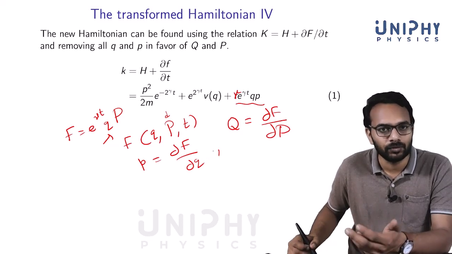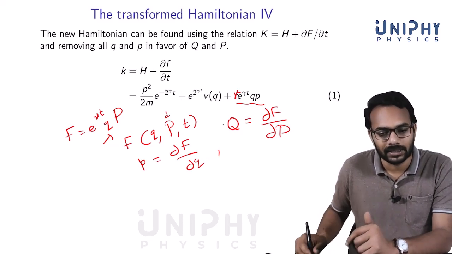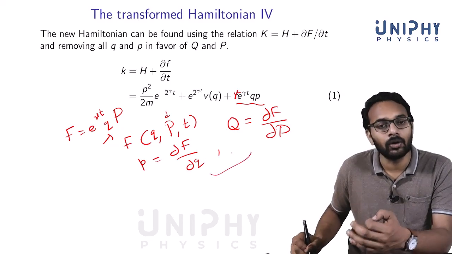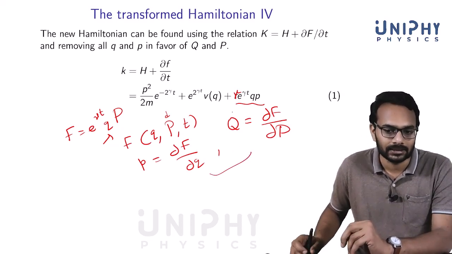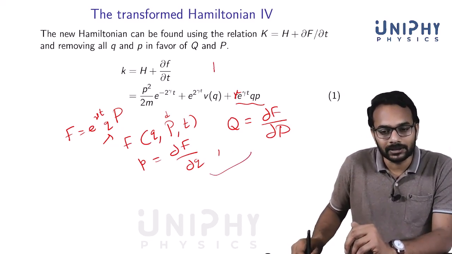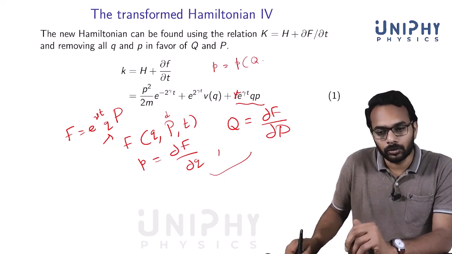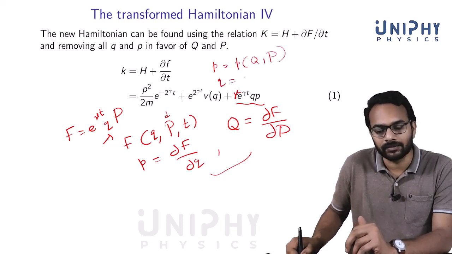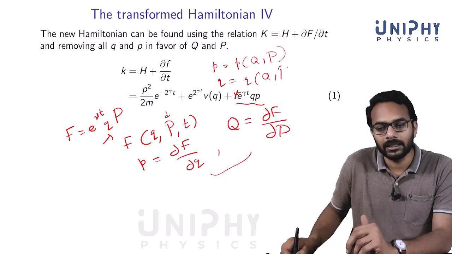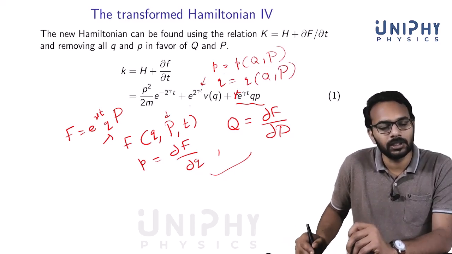You may have to invert it, you may have to shift around a little bit, but from these equations you can obtain the transformation equations. What we actually need is p as a function of Q and P, and also q as a function of Q and P. Then we'll substitute it all in here.